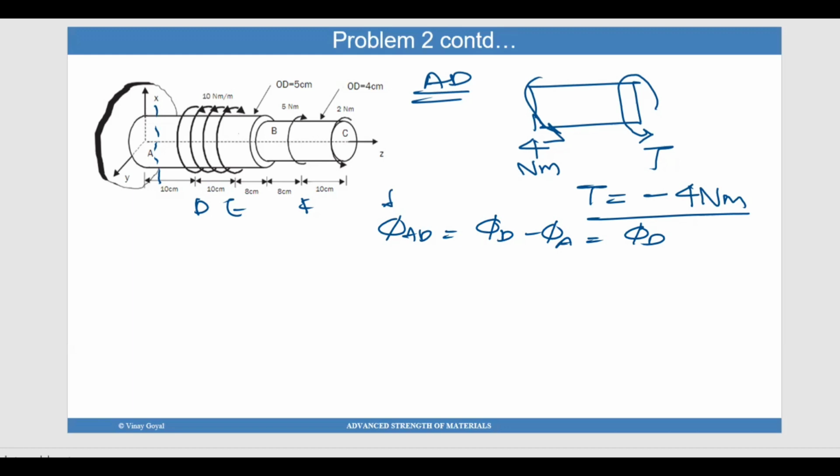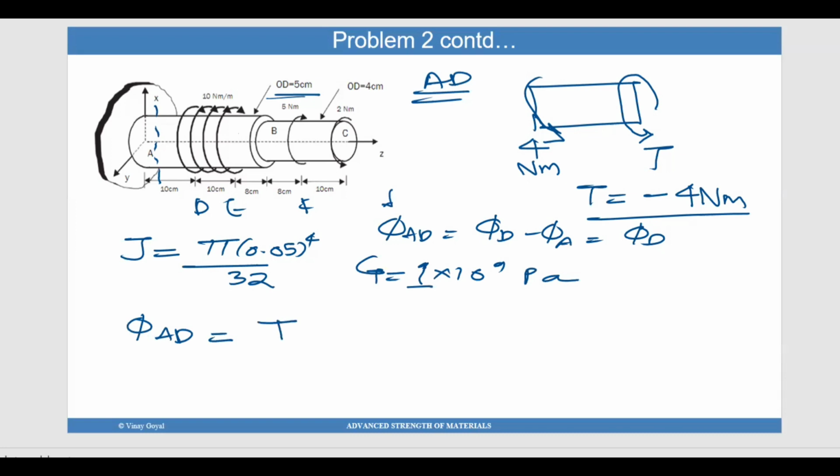So now for step one, the value of T is minus 4 Newton meter. OD is 5 centimeters. So J is pi times 0.05 the whole raised to 4 by 32, whatever that is. I guess I have the values somewhere, so give me a second. And G is 1 GPa, that is already given, so 1 times 10 raised to 9 pascals. So what is phi AD? Sorry, that's the correct formula, TL by GJ. My bad. This is GJ1. And L is the entire length, so this is 10 centimeters. So it's 0.1 meter.